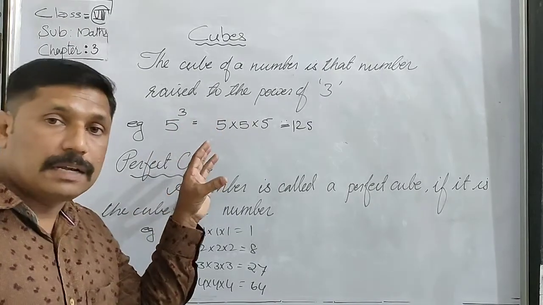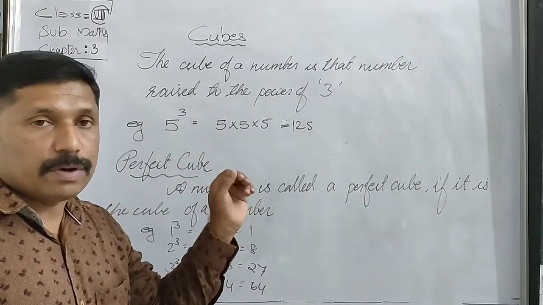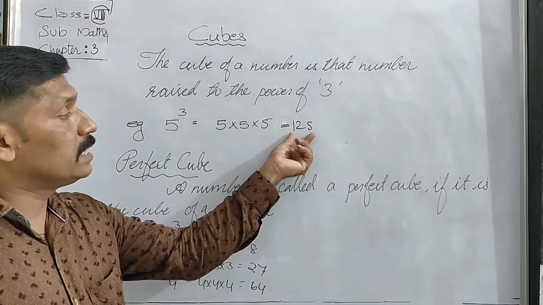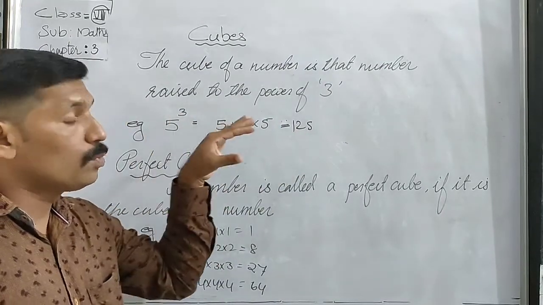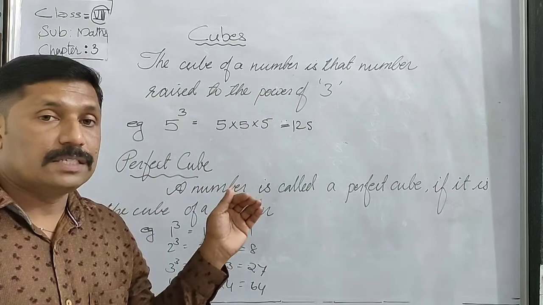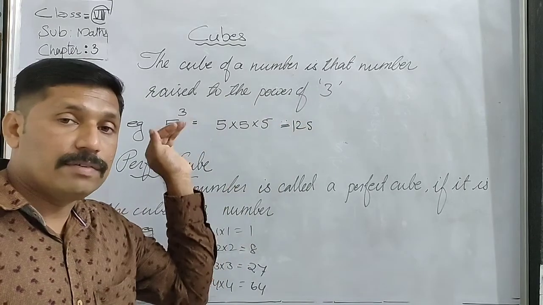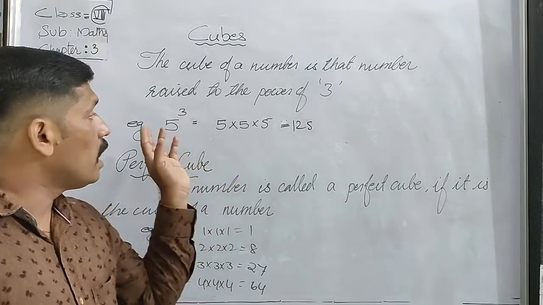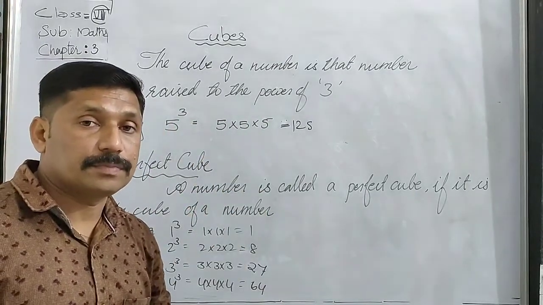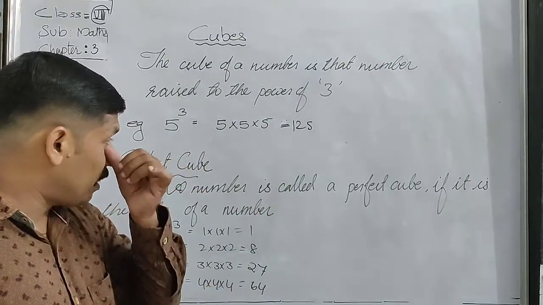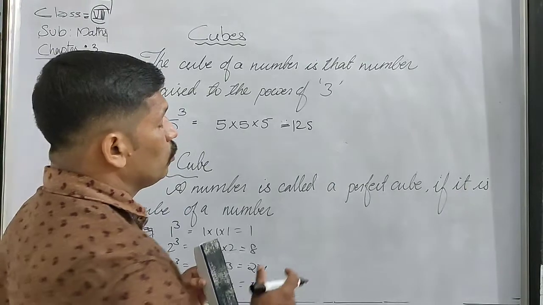3 times we have to multiply the same number. So 5 5s are 25. 25 5s are 125. This 125 is the cube of 5. And 5 is the cube root of 125. Means when we multiply 5 3 times we are getting 125. Therefore 5 is the cube root of 125 and 125 is the cube of 5.